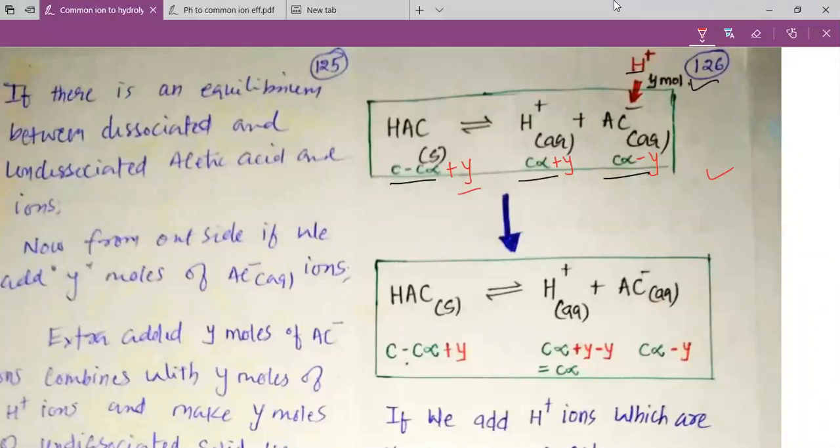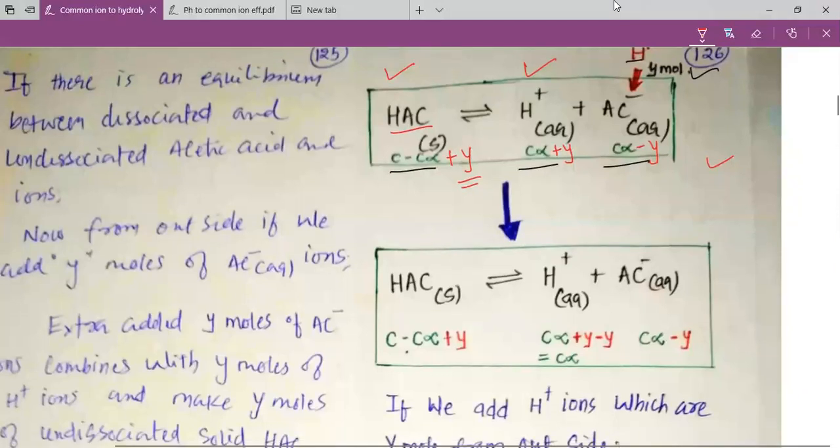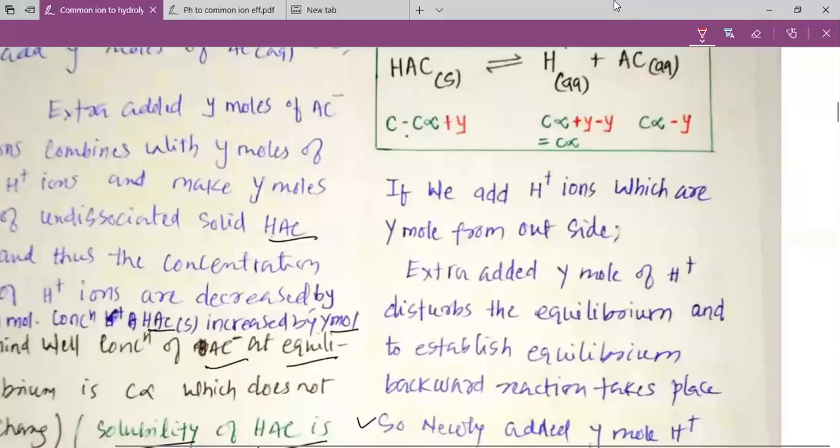Again, if you add the AC minus ions, the solubility of HAC decreases. Even if you add H plus ions, the solubility of HAC decreases and Y moles of new HAC is produced. So that is what I want to discuss with you.